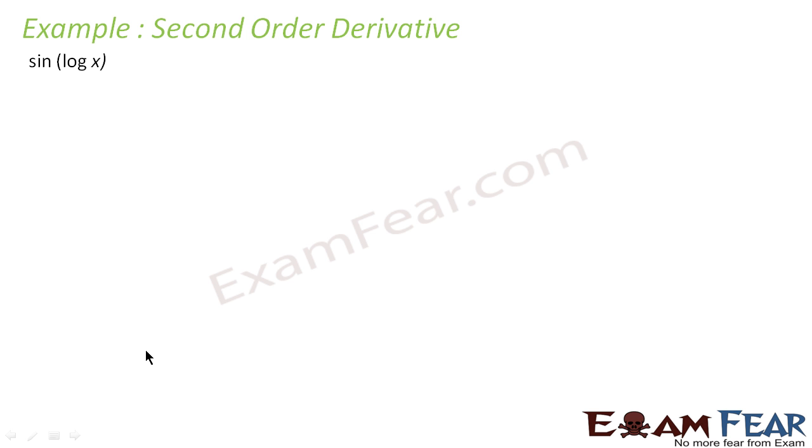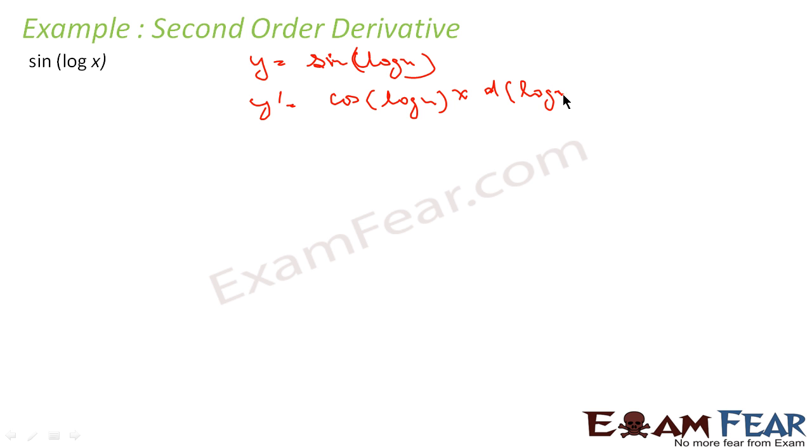Let's take one more example, sine of log x. So if my y is equal to sine of log x, I can assume log x is t, then y is equal to sine t. Finding y dash is not that simple. It becomes cos of t, that is cos of log x into dt by dx, that is d of log x by dx. And that is nothing but cos of log x into 1 by x. So my y dash is very simple.